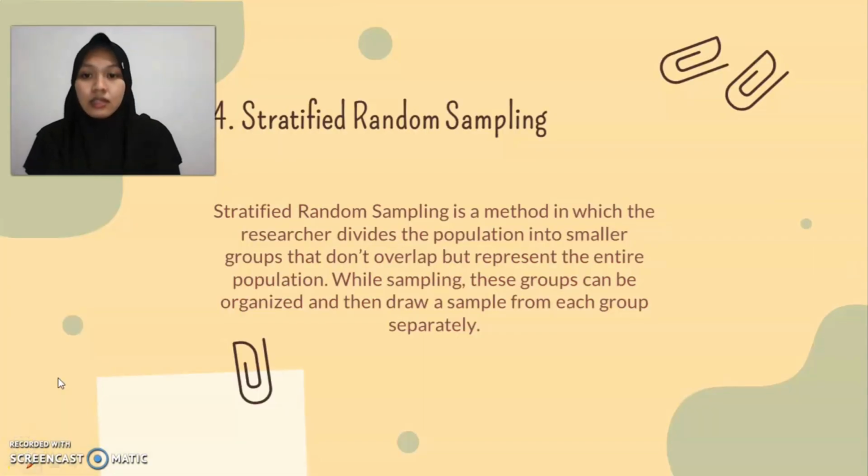And the last is stratified random sampling. Stratified random sampling is a method in which the researchers divide the population into smaller groups that don't overlap but represent the entire population. While sampling, these groups can be organized and then a sample is drawn from each group separately.